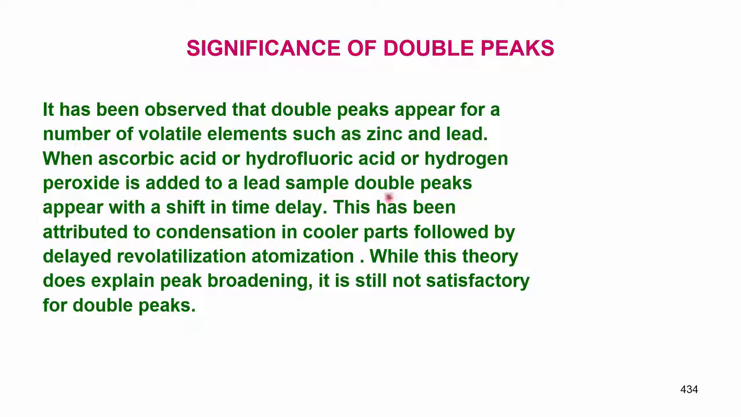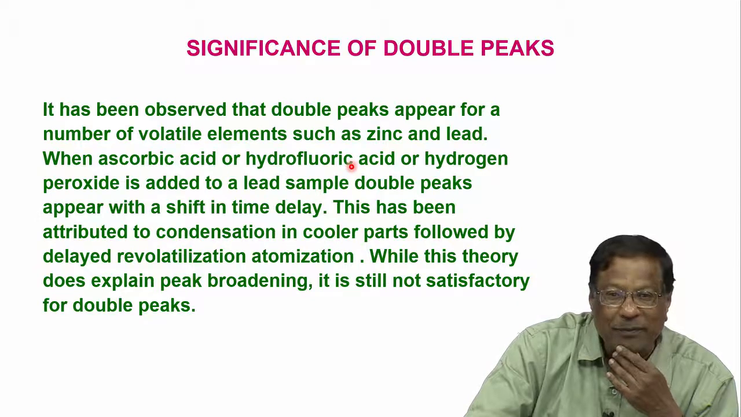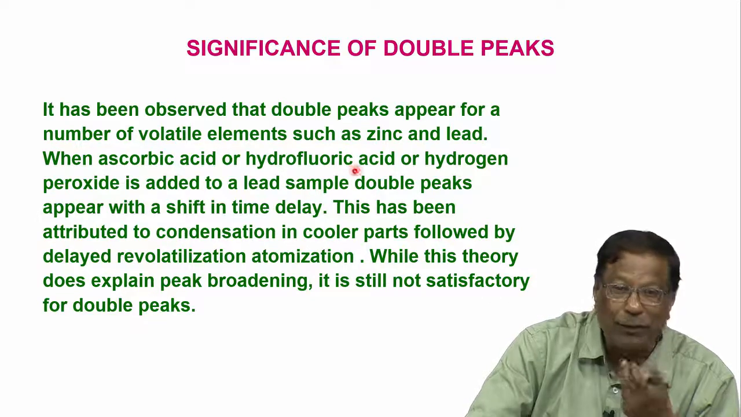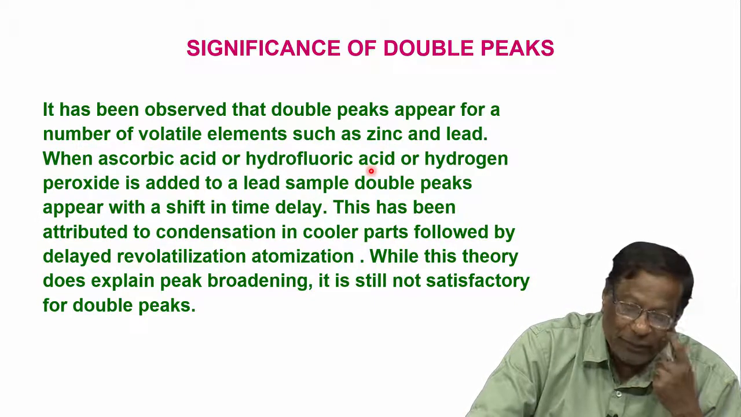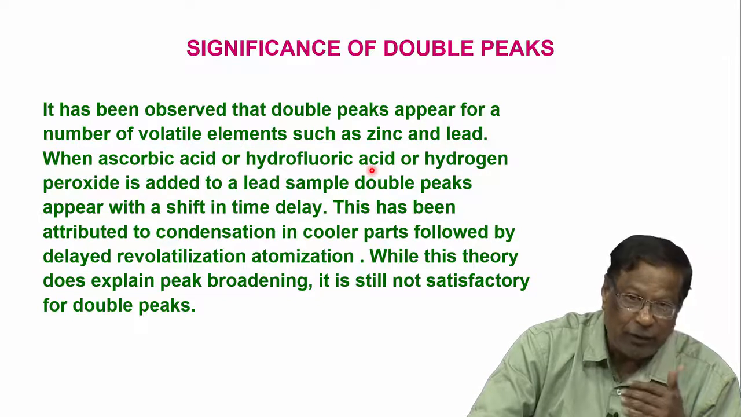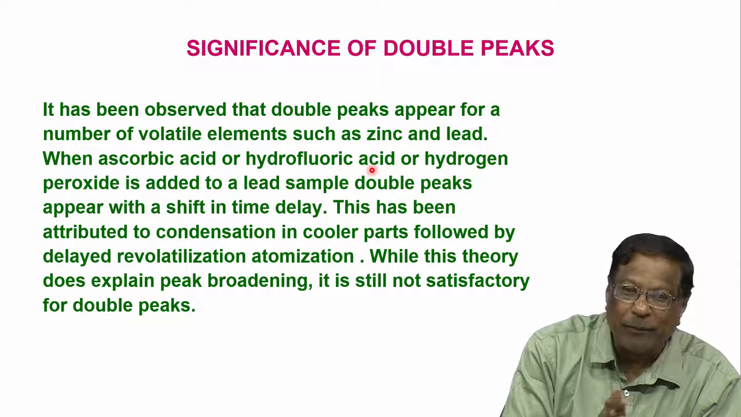Okay. Now, sometimes we observe double peaks for a number of volatile elements such as zinc and lead. That is again, you do not know which peak to measure if there are 2 peaks. So, you cannot know which peak is being measured also.